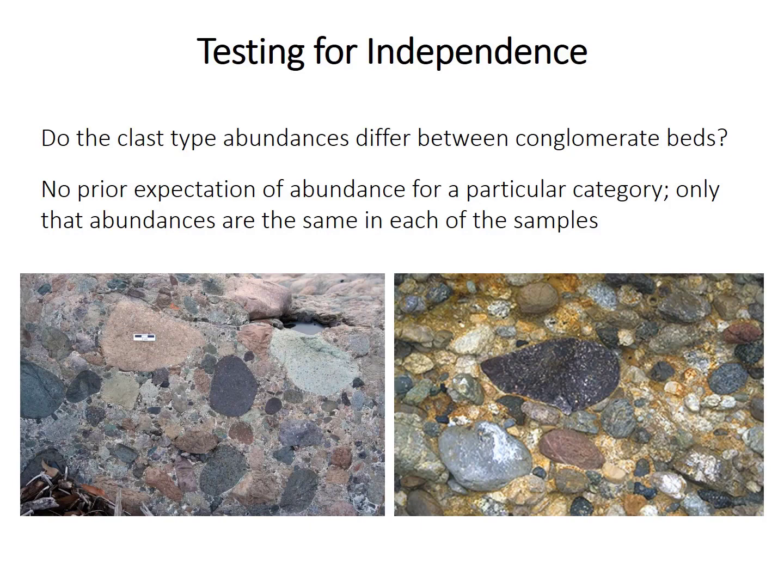The previous video discussed goodness of fit tests, but what if you don't have a prior expectation for abundance? For example, you might just want to know if the abundance of different rock types differs between 2 conglomerate beds. You don't know how much to expect, we just want to know, are they the same in these 2 different beds? So another way of saying this is that the abundance of each rock type is independent of the bed in which it's found. So we want to know, is the abundance independent of the sample that it comes from? So hence the name testing for independence.